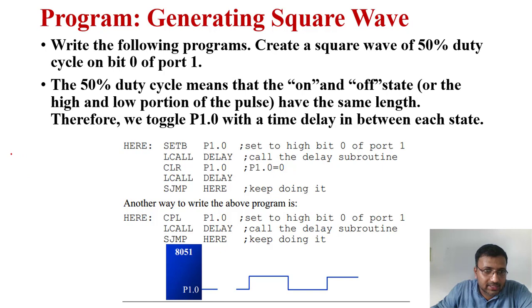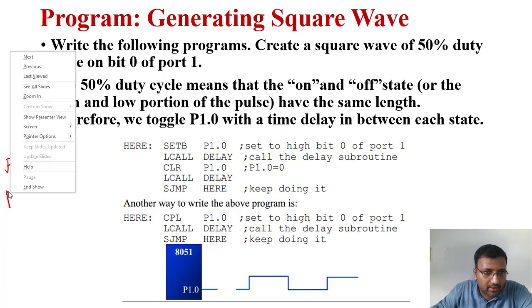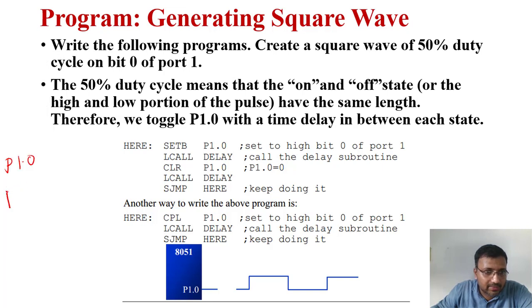Suppose this is my P1.0 and I have sent one output. So one is available constantly. After some delay I make it 0, and I will call the same amount of delay. Again I will make it 1, again the same amount of delay, make it 0, again the same amount of delay, make it 1, call the same amount of delay. So you can observe that this is a square wave.